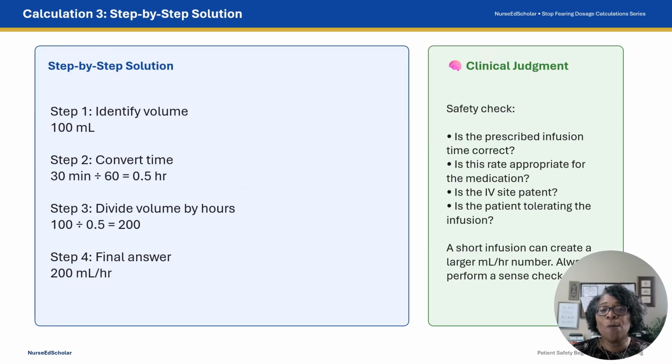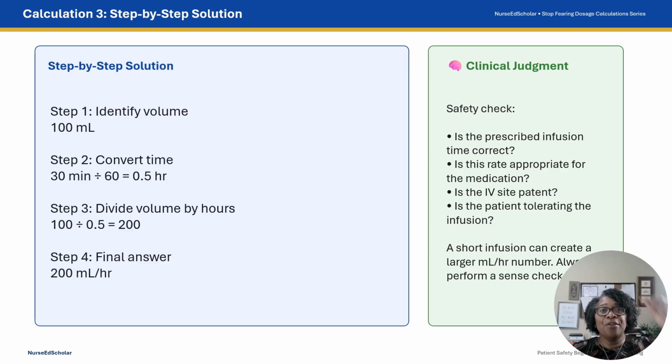Okay, so what's ordered? 100 milliliters over 30 minutes. So what are you solving for? You are solving for milliliters an hour, right? Because you're using the pump. So do the units match? No, because they say 30 minutes. Okay. So the time is in minutes. We have to convert the time. So 30 minutes is one half of an hour.